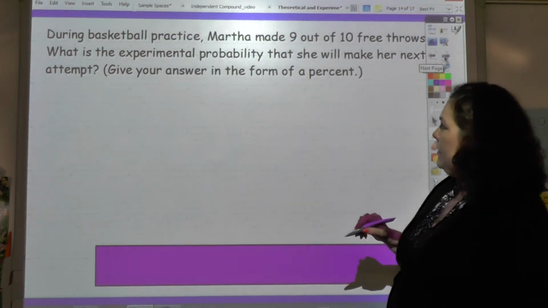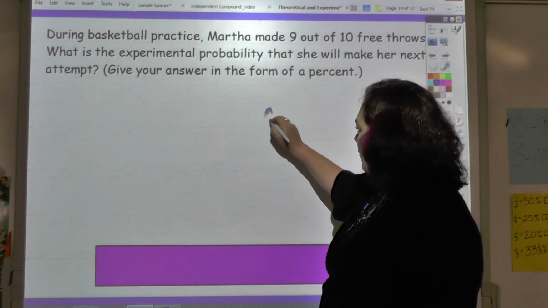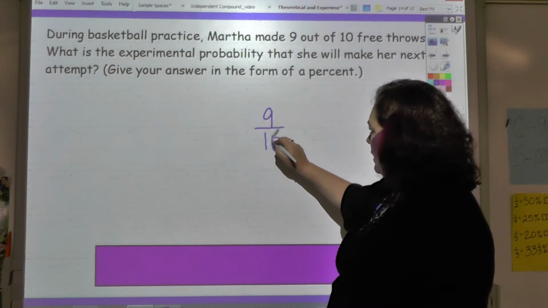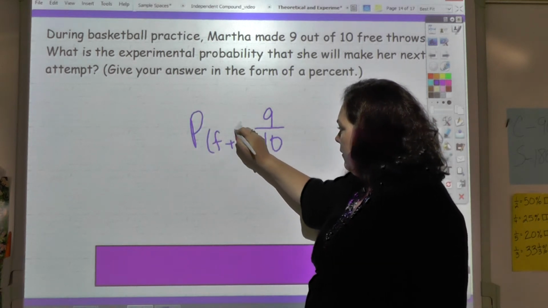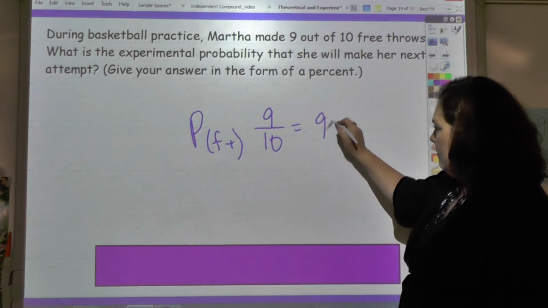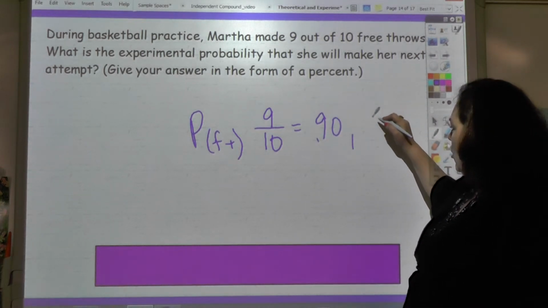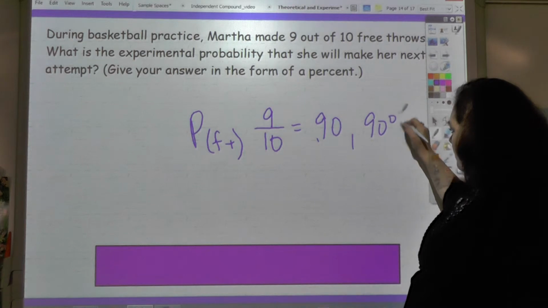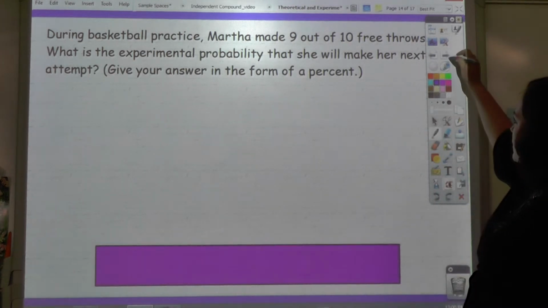During a basketball game, Martha made 9 out of 10 free throws. What's the experimental probability that she will make her next attempt? 9 out of 10. And this is the probability of a free throw. And that would be 9/10 or 90/100 or 90%. And that would be that.